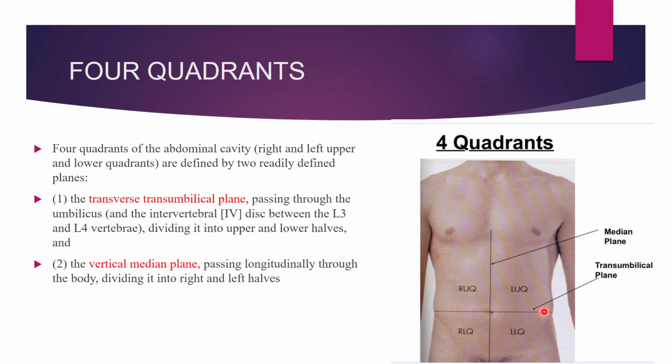This transumbilical plane will divide the whole body into upper half and lower half. So this is the upper half and this one is the lower half. This is the right half and this is the left half. So there are two right and two left halves, or two upper and two lower halves. This quadrant is named the right upper quadrant. This quadrant is named the left upper quadrant. This is named the right lower quadrant, and this is named the left lower quadrant.